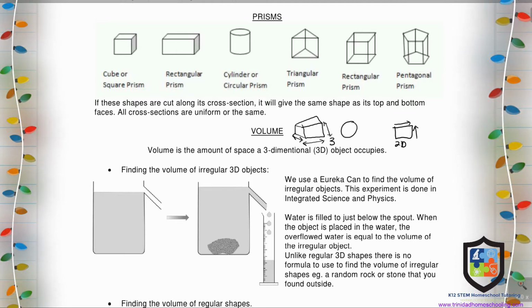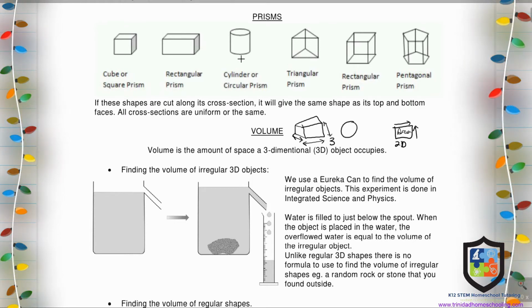Okay, so we're looking at 3D objects and we're finding the volume of them. Now with 2D objects, we could only find area. With 3D objects, we could find surface area as well as the volume, which is the space inside. So let's look at a cube or a square prism. All the sides are equal in length. A rectangular prism has longer sides and shorter sides. We know what a cylinder is.